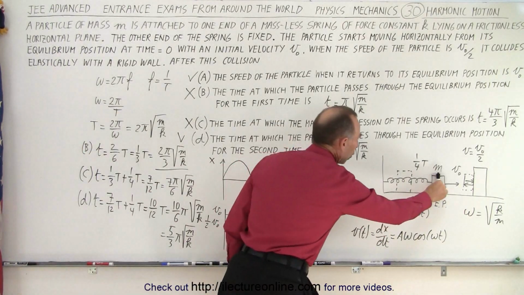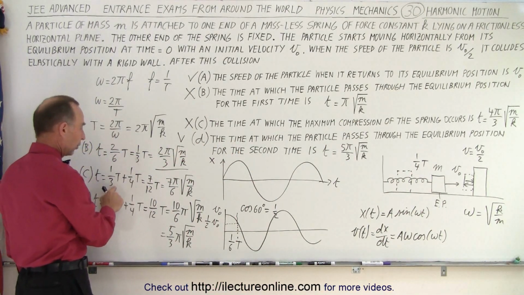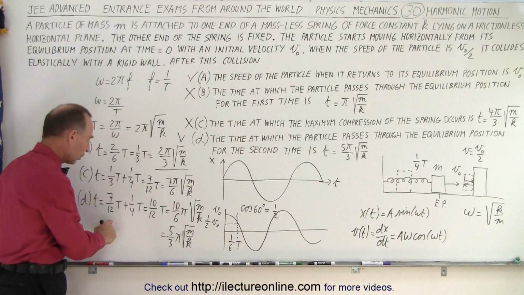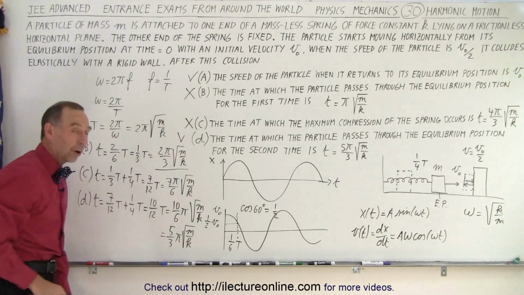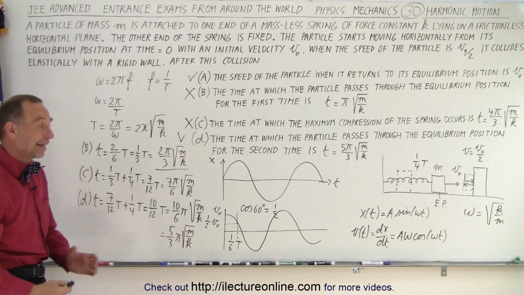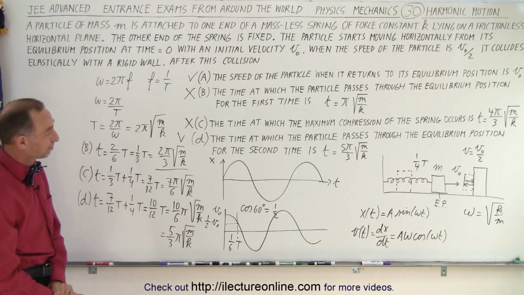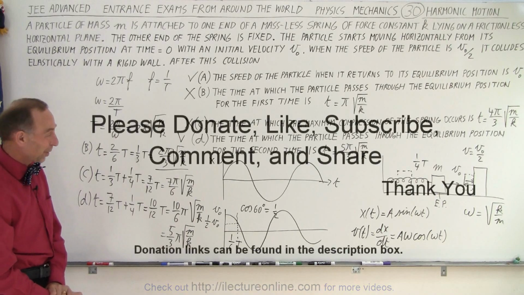Then it takes a quarter of a period to go from there to there. So we add a quarter to a third, and then it takes a quarter of a period to get back over here, which we add as another quarter. Finally, we realized that we got the right answer for part D, but the wrong answers for B and C. And that is how that's done. Quite a problem, huh?